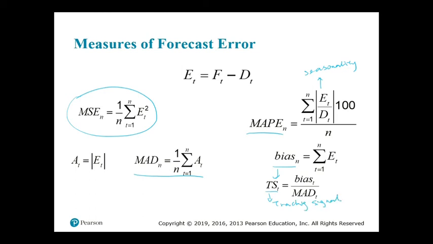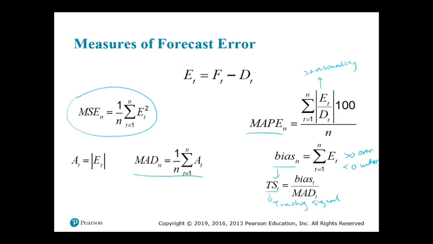So bias is the sum of all the error terms. Now, if bias is greater than 0, then we overestimate. If bias is less than 0, then we underestimate. And of course, if it's slightly under or slightly over, then we shouldn't be caring about the bias.